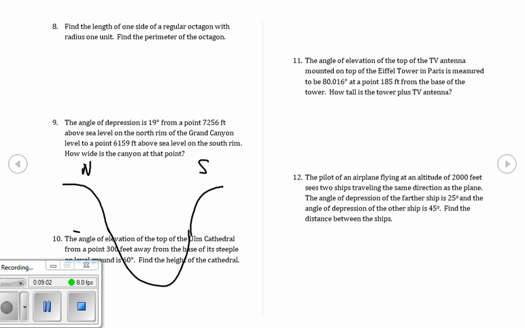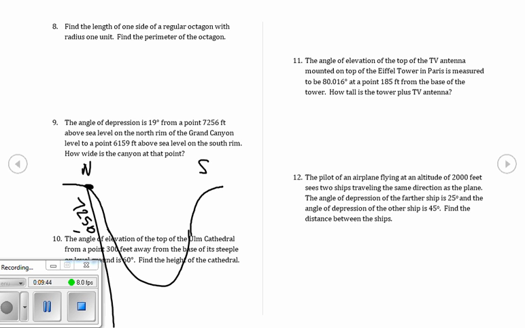Now that I know it's talking about a north side and a south side, I hope you get that the triangle is going to somehow be across here. We've got to figure out how. It's actually not like that, so I'll take that out of there. Angle of depression is 19 degrees from a point 7256 above sea level on the north side. Okay, so what they're saying is right here at this spot, you are up from the Grand Canyon base 7256 above sea level, as opposed to on the other side, where it's 19 degrees from there.